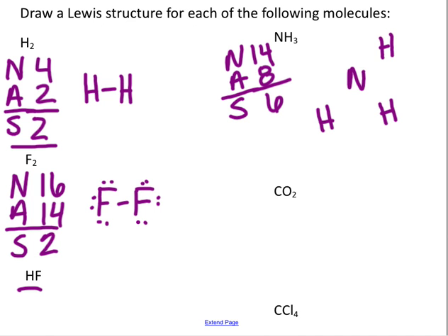How many bonds is that? 3 bonds. So we're going to place our bonds in the picture. Of the 8 available, we've used up 6 in bonds, so how many do we have left? A lone pair, and where do we put it? On the nitrogen. Okay?